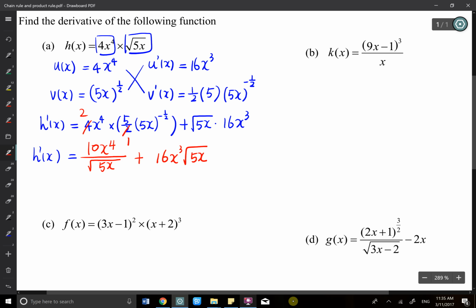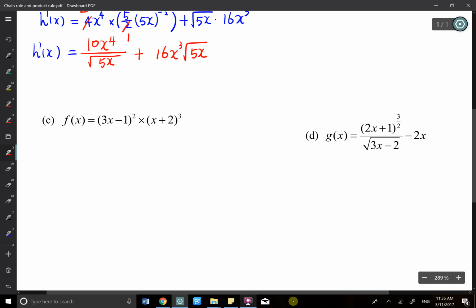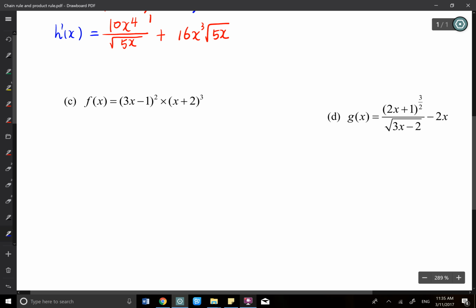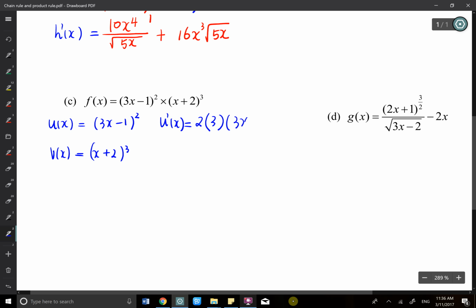Something divided by something, something divided by something. So let's think about the product rule again. Let's just have a look at that. If we say u(x) is (3x minus 1) squared, and then v(x) is (x plus 2) to the power of 3, then u dash x is, okay, use the chain rule: bring the 2 down, then we have the derivative of the inside, which is the 3, and then reduce the power by 1. That will be to the power of 1.